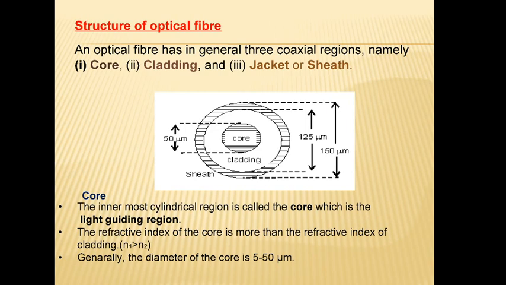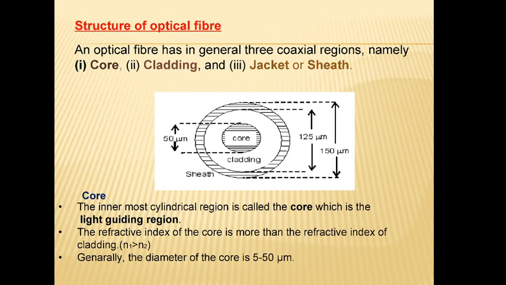So, students, you already watched that video, with some brief information about the structure of the optical fiber. The optical fiber mainly has three regions: the core, second the cladding, and third the jacket, or buffer jacket, or sheath. So what is the core? The innermost small region. In this diagram we are seeing that region is known as the core.